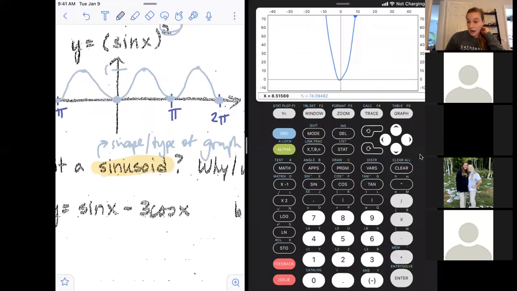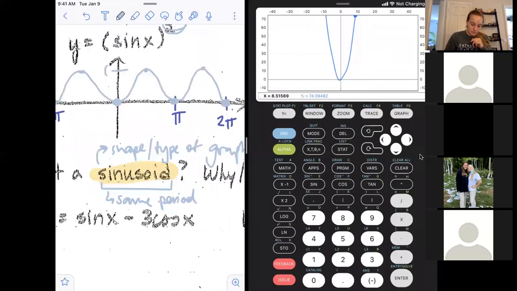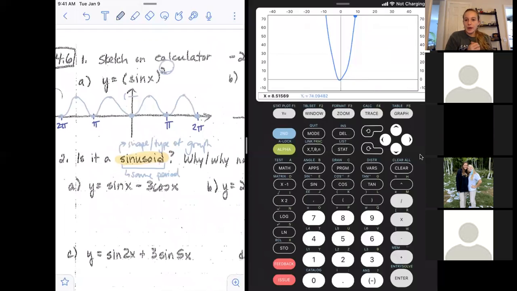Now, to keep us from graphing all of these and saying yes or no, does this work? We are going to simply look at one quality of this graph. These functions will be sinusoid if they have the same period. So if the horizontal timing is the same, then it will be sinusoid. We're going to look at all of these, and it's one function plus another function. If they have the same period, we're going to say yes, it's a sinusoid. If they do not, we're just going to say no and move on.